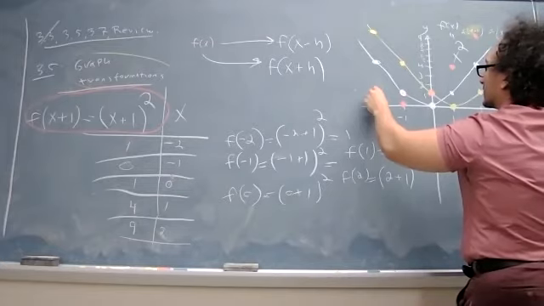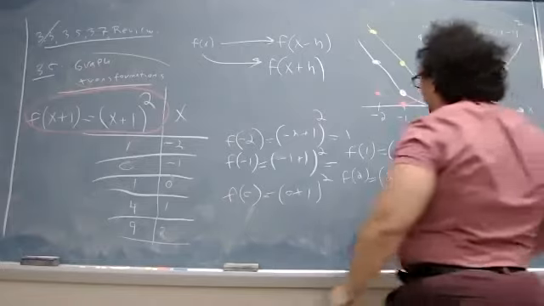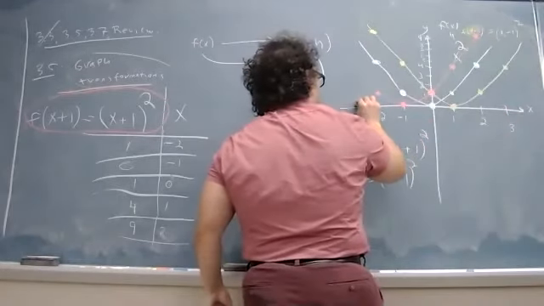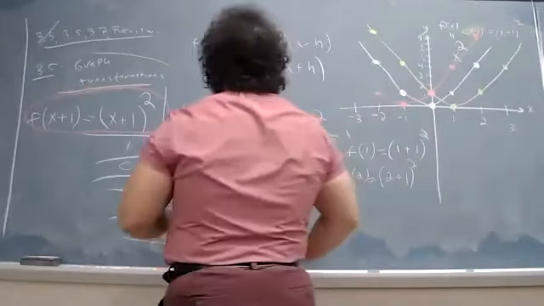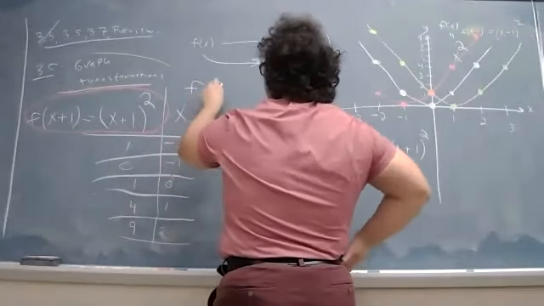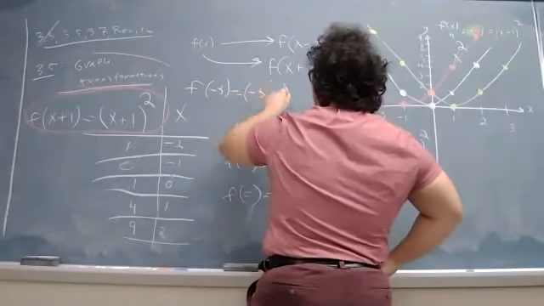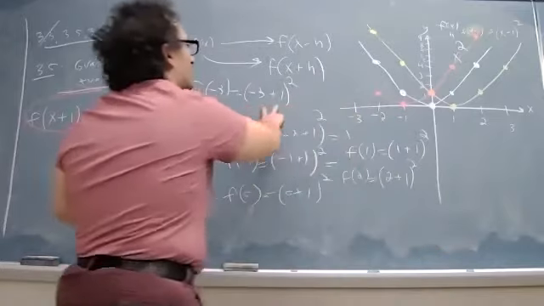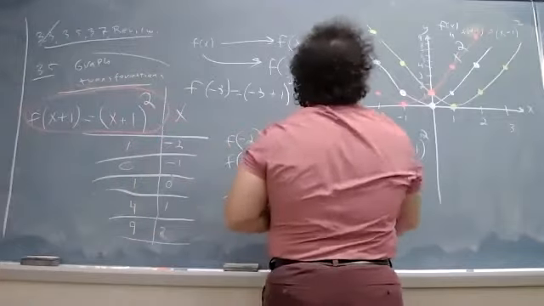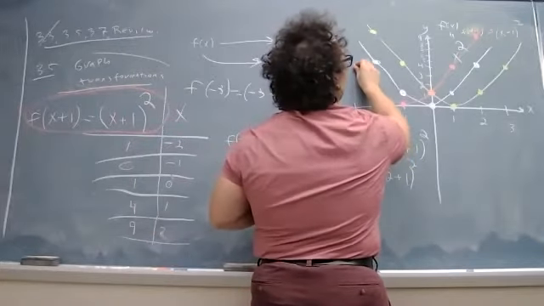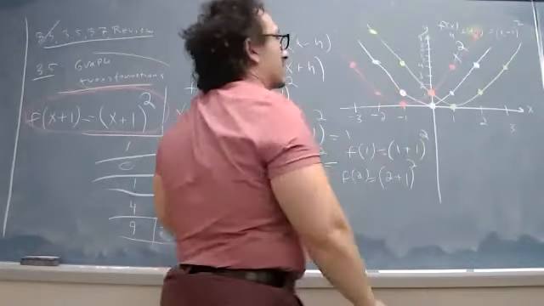Let's connect these dots here. Oh, well, it seems like I would like to find maybe a -3. What is f of -3? Well, f of -3 is equal to -3 plus 1 squared. That's -2 squared, so that's 4. So over here, I go to -3, I find a 4, I put a dot. I can connect that to the rest of the dots.